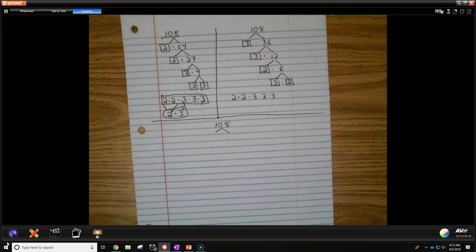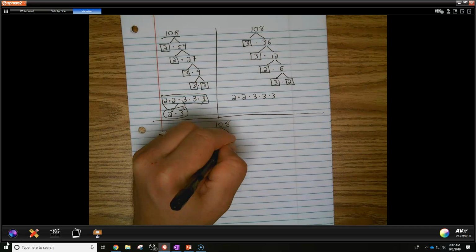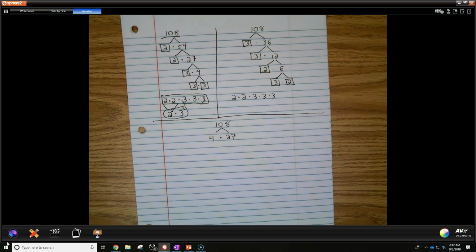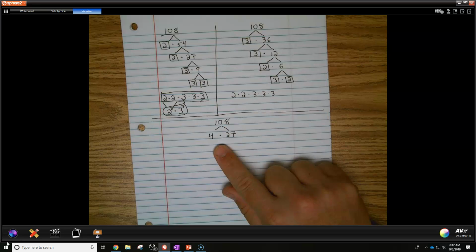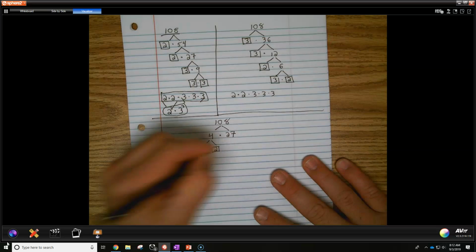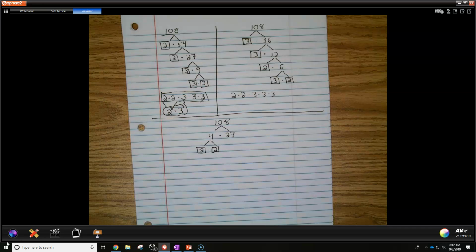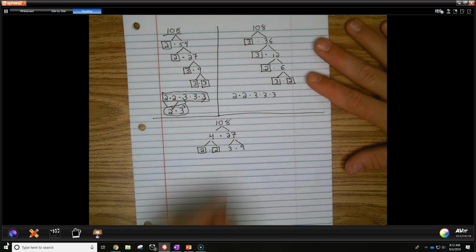What do you got? So I broke 108 down into 4 times 27. Wow, she used a totally different one. 4 times 27 is 108, so we're okay. Is 4 prime or composite? It's composite, so I broke it down into 2 times 2. Okay, 2 times 2. And the 2's are prime. And then I went back to the 27 and I broke it down into 3 times 9. You circle the 3 because it's prime.